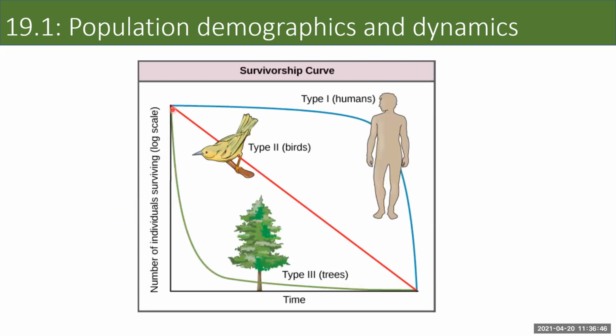So here you have the different survivorship curves. Type 1 has a low mortality rate in young years and a high mortality rate in older years. It's opposite for type 3, with a high mortality rate in younger years and a low mortality rate in older years. And then type 2 is constant across that time span, constant across age classes.